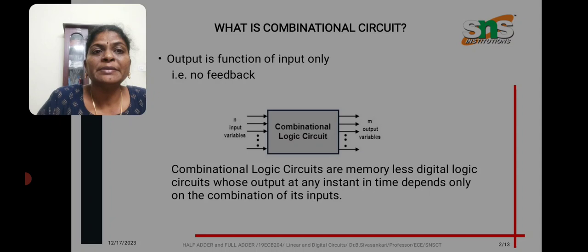In the design process we have to start with the truth table and end with the logic circuit. In sequential circuits, that is in the analysis process, we have to start with the logic circuit and end with the truth table. This is the main difference between combinational and sequential circuits, that is, analysis and design process. So the adder is of two types: one is the half adder and the other is the full adder.